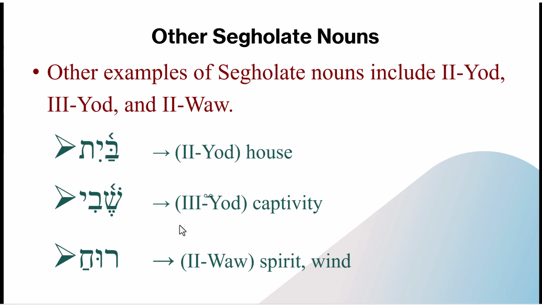And an interesting example is ruach, for spirit or wind. That's a two wow Segholate. Because of the changes that have gone on, it's only a one-syllable word, but historically it was a Segholate. There are other kinds as well, but this is getting a little bit deeper than an introduction, so I'm going to call it there, but this has been an introduction to Segholate nouns.